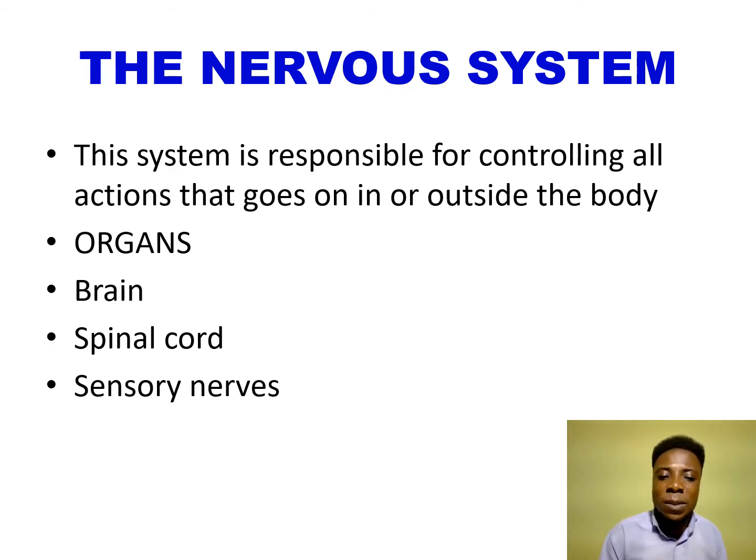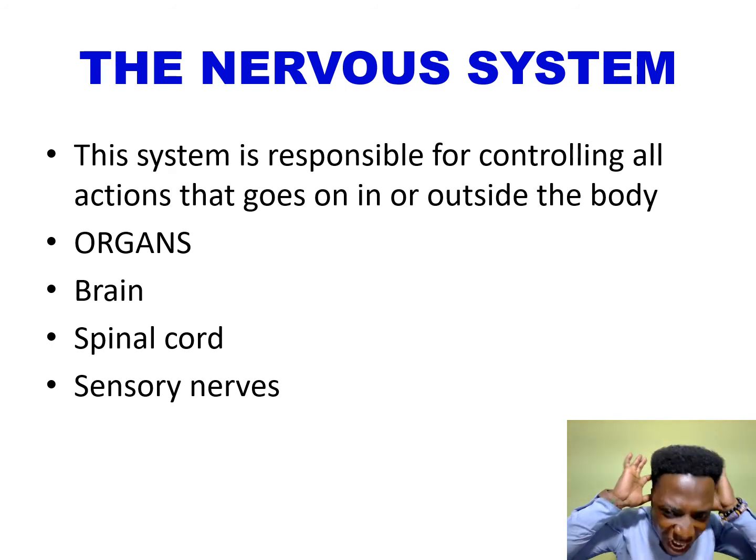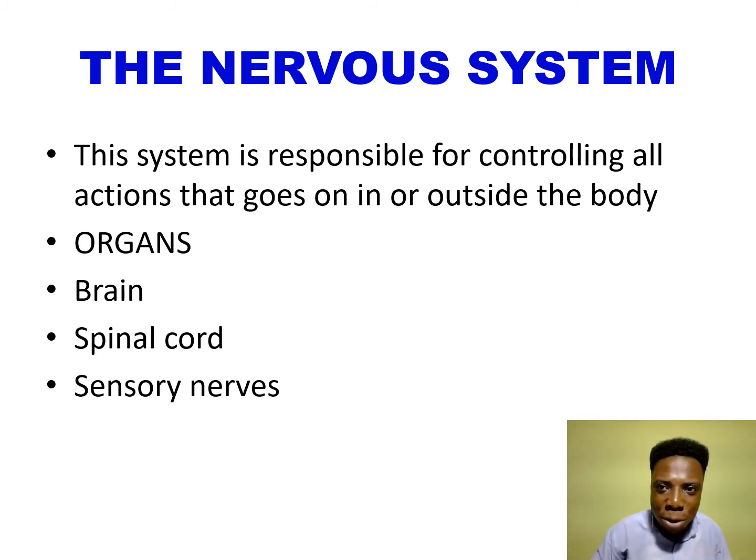Which organs are responsible for controlling those actions? The actions are controlled by the brain, the spinal cord, and the sensory nerves. The master organ, or the main organ, is the brain. Anything that happens, they carry information through the spinal cord to the brain, and the brain will give the right information as to what to do. So they control all actions.